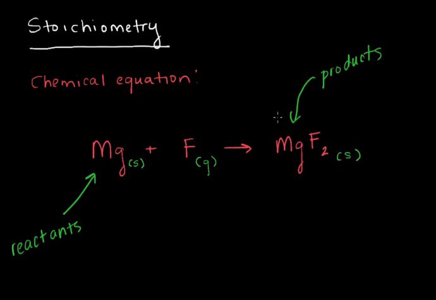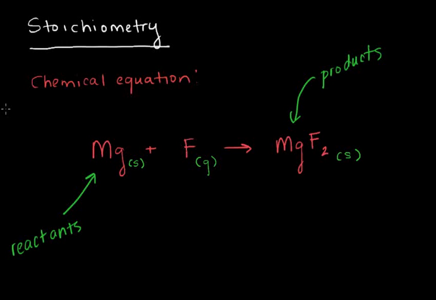Let's see if that holds true. Well, we've got one magnesium over here, and that one magnesium pops up over here. We've only got one fluorine over here, but we've got two fluorines over here. So we can't just produce one fluorine out of the ether. So we have to do something to this equation. What we do is we balance this chemical equation.